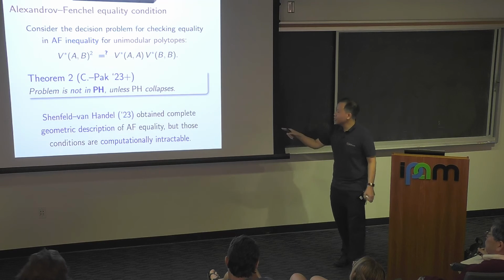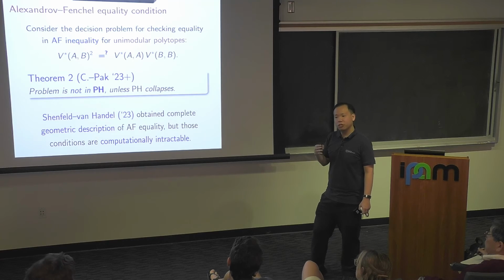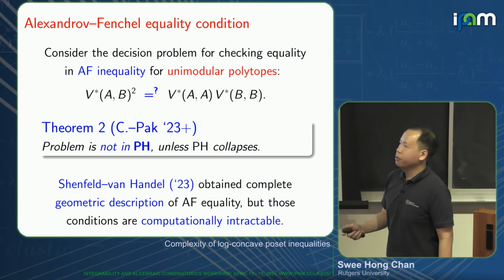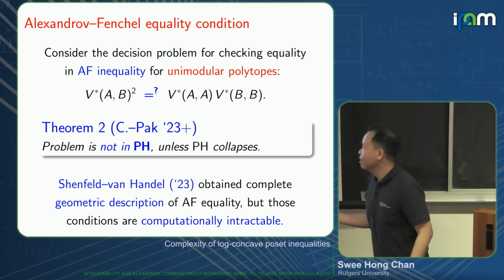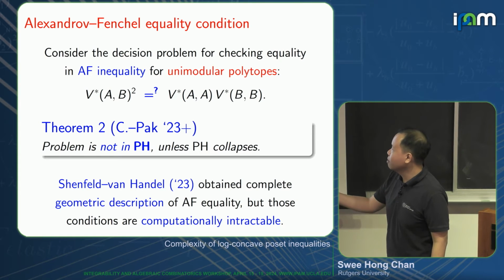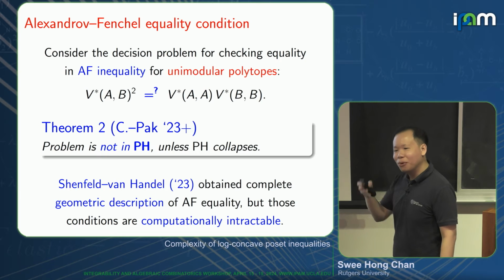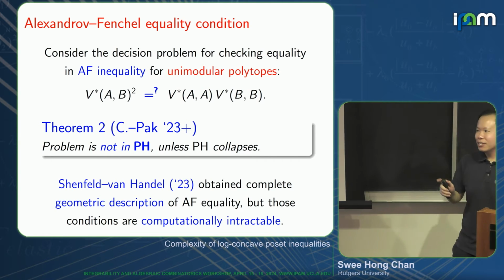Any other question? Oh, let me just mention that Shenfeld and van Handel have a geometric description, but that description is computationally intractable. In fact, it must be. Because if somehow somebody, and I hope somebody can, finds some condition for this equality that is efficient, then you will win $500,000 or maybe 1 million. Any other question for this result?